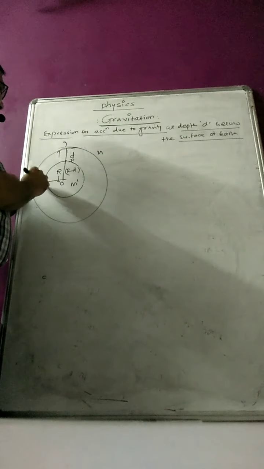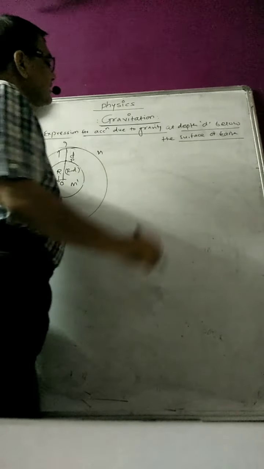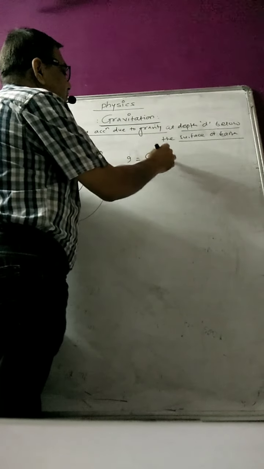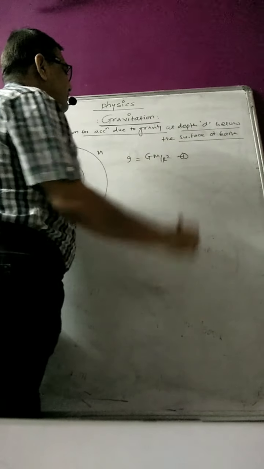And this is again the radius of the earth. Now on the surface of earth I know the acceleration due to gravity, that is GM by R square. This is the first equation I wrote.